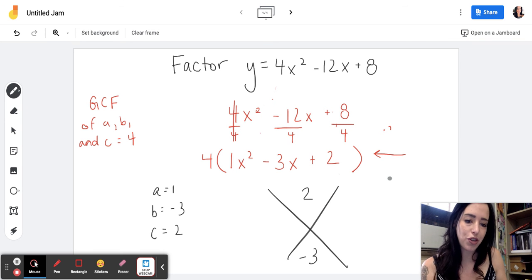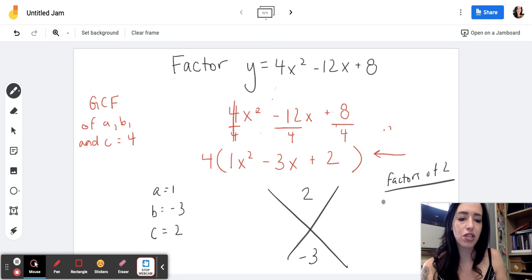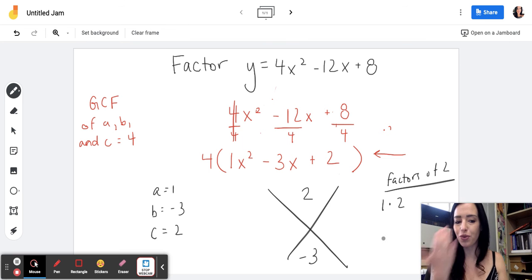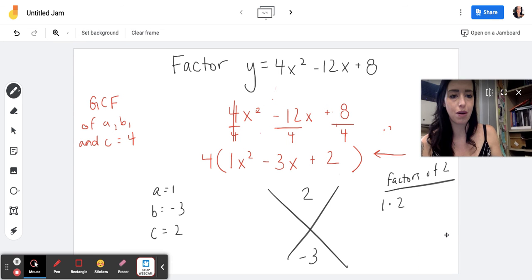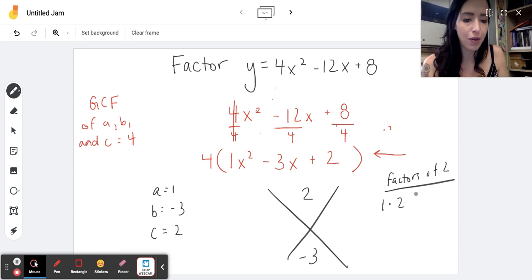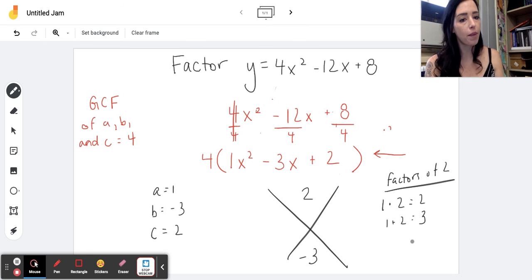When we think of factors of 2, we usually just think 1 times 2. But in this case, 1 plus 2 gives me a positive 3. Well, I don't want a positive 3. I want a negative 3. So this is where it's a little bit more advanced. You're going to have to use your knowledge about multiplying positives and negatives to get what you want.